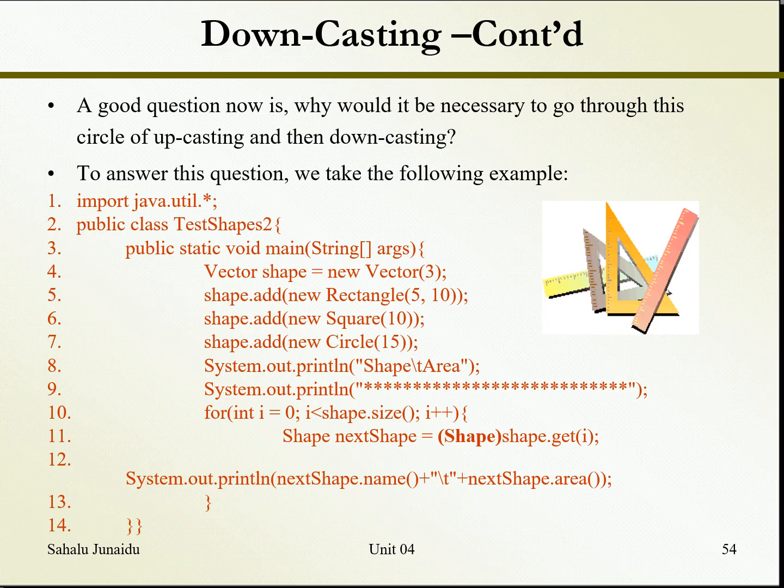Remember, it's not an array. If it is an array, we say shape[0] equals something. But now it's a vector. And if we are to add any element in the vector, we have to make use of add.